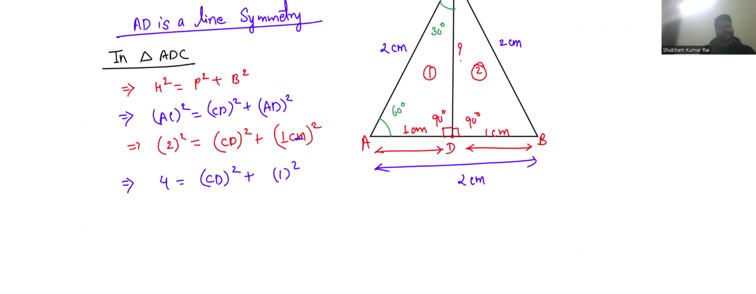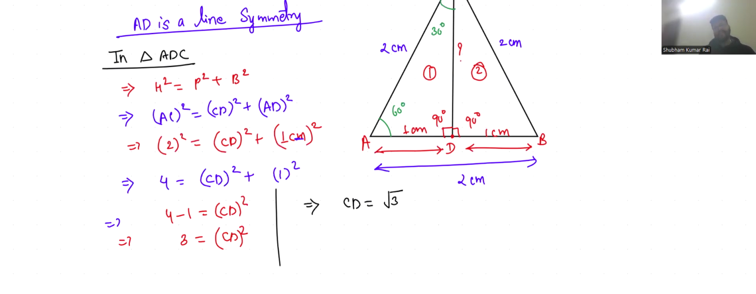Now if we move it further, 4 minus 1 is equal to CD square. So 4 minus 1 is 3, that is CD square. And if we move the square to the other side, CD will be root 3 here, or you can write the unit as centimeter. Here we have got the value as root 3.